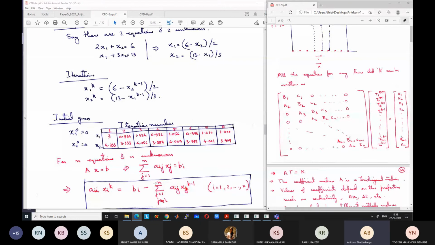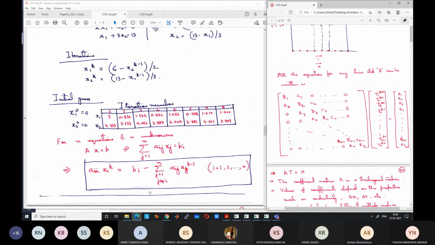So I can write this as a_ii x_i^k is equal to b_i minus summation of j equal to 1 to n, j not equal to i, a_ij x_j^(k-1), for i equal to 1 to n. So I will have n equations like this, for i equal to 1, i equal to 2 like this, and n unknowns.